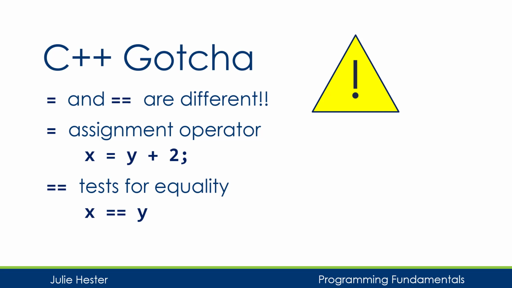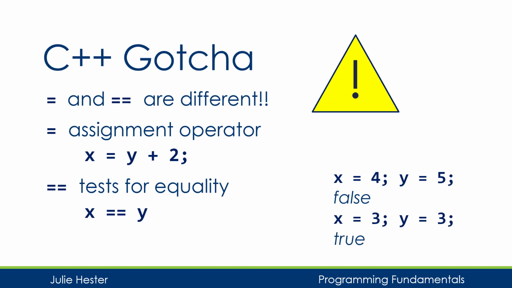When I want to test for this, if x had a value of 4 and y had a value of 5, I would compare the two values. 4 is not the same as 5, so I would say that that test is false. But if x had a value of 3 and y had a value of 3, and I wanted to compare those two values, then I would say that that comparison is true. So let's look at this in some code.